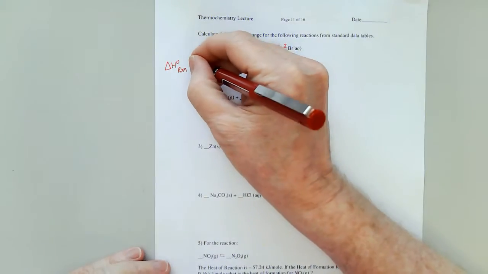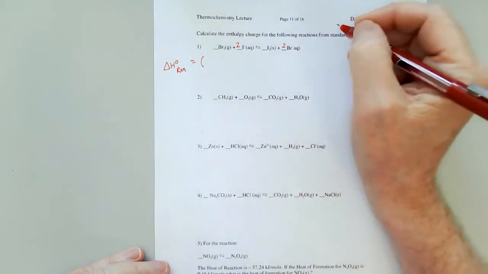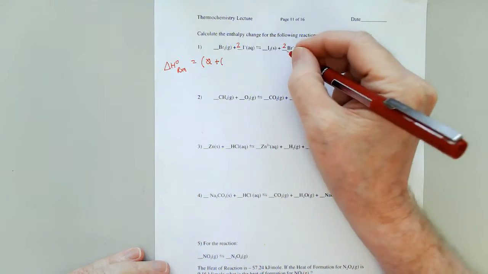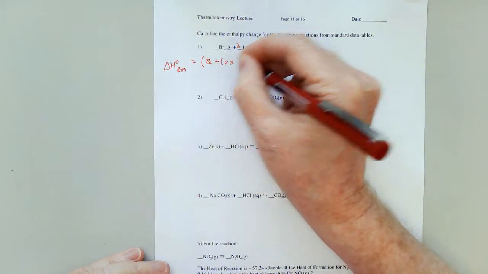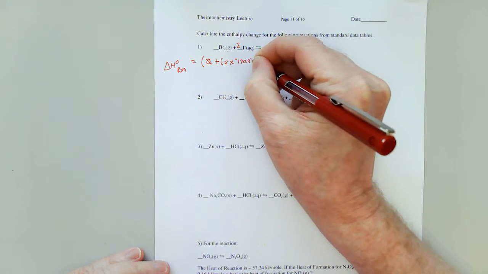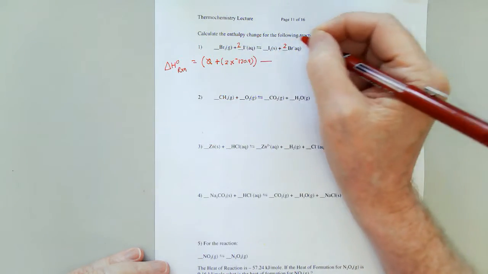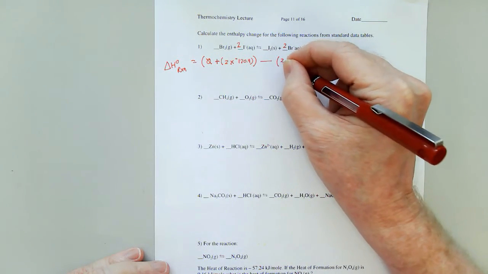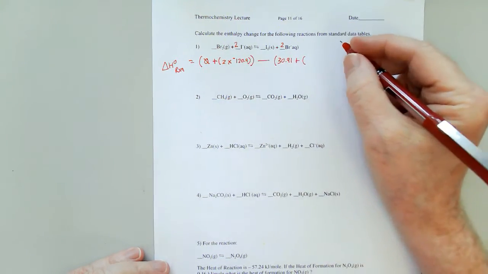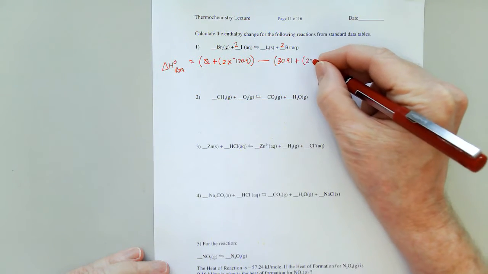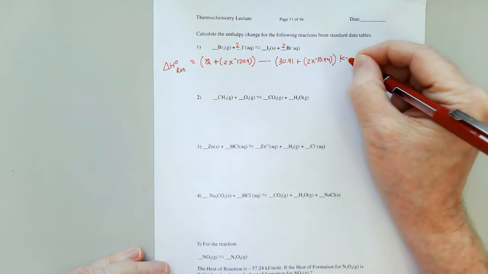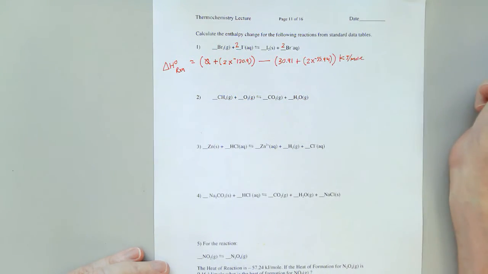reaction is going to equal, since I2 is in its natural state, its heat of formation is 0, plus 2 times the value for Br minus aqueous, and that is negative 120.9, minus, now for the reactants, Br2 gas, 30.91, plus 2 times the value for I minus, which is negative 55.94, and all of this is measured in kilojoules per mole.